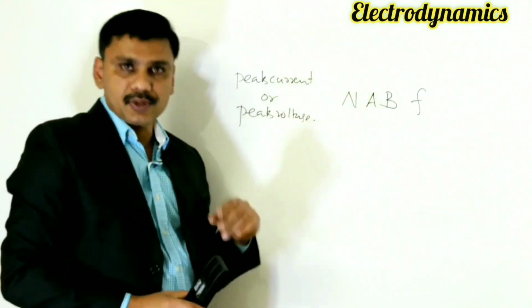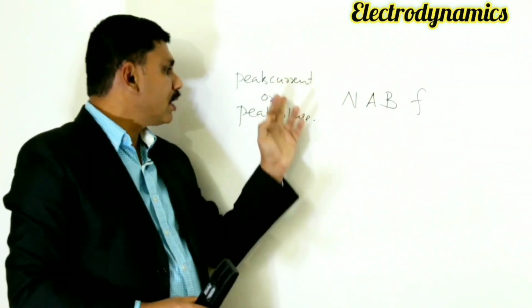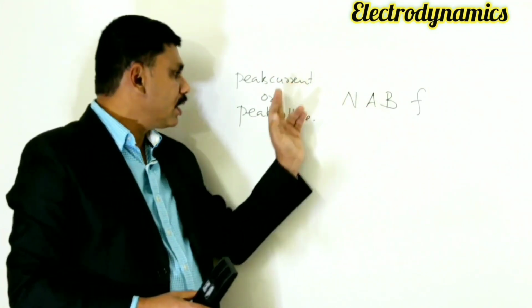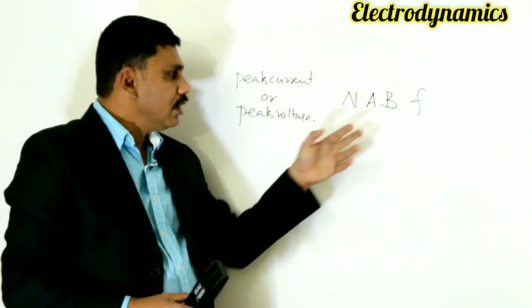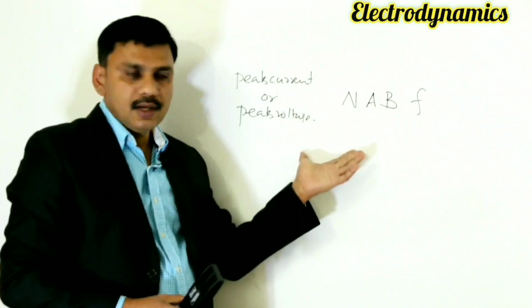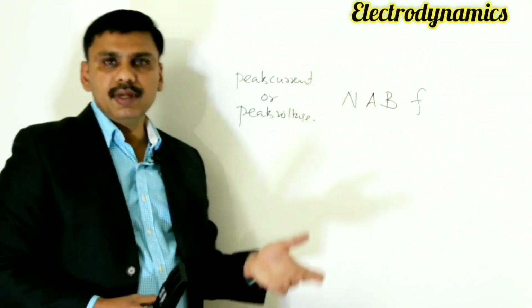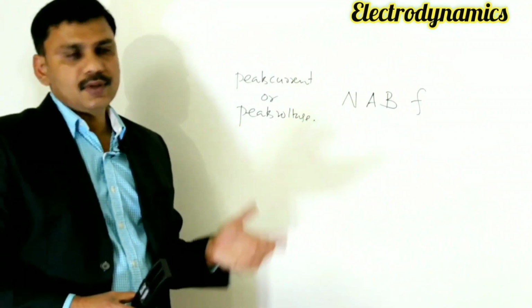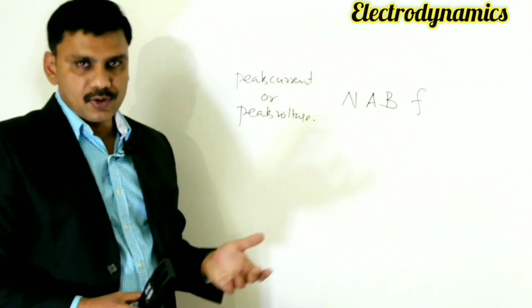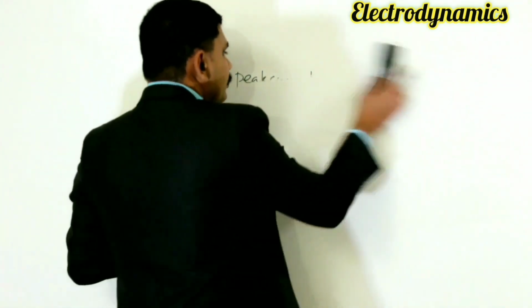It is directly proportional. If the number of turns is doubled, peak current or peak voltage will double. If the area of the coil is doubled, peak current or peak voltage will double. If the magnetic field is doubled, it will be doubled. If the frequency of rotation is doubled, it will be doubled. So these are the type of questions you can see in different question papers. So you must remember this.